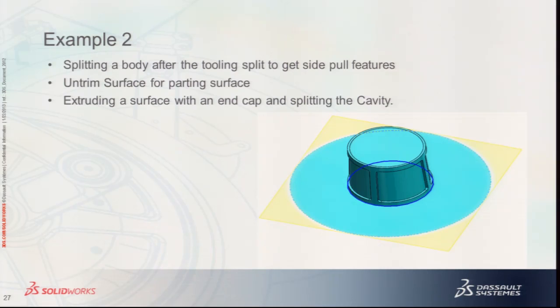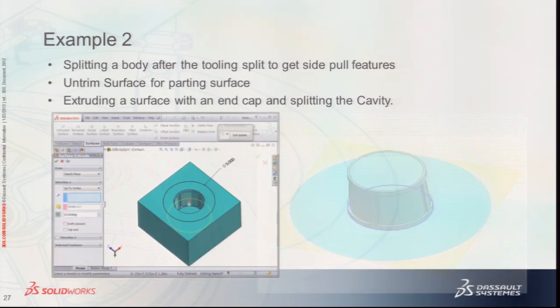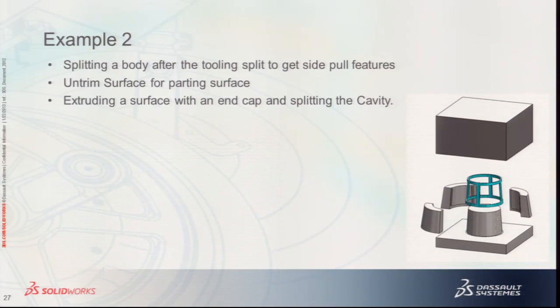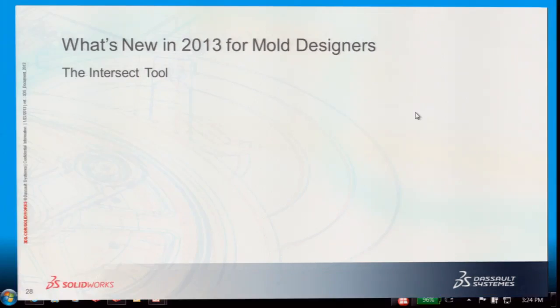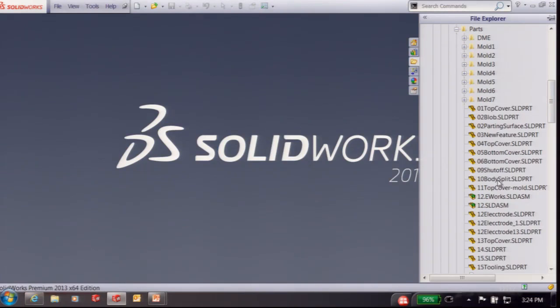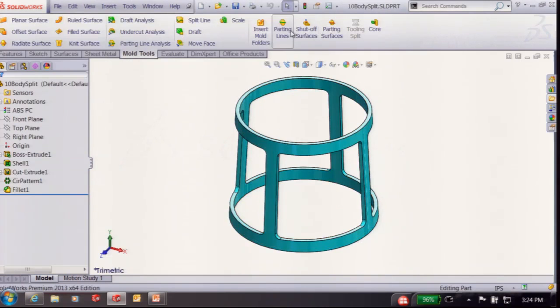So I got a basket type part that's going to flower pot out on some angled pins. And so there's some things I can do with the parting surface. And we're going to split that body and then split it again to have 4 separate parts that I can use as inserts. So we'll go ahead and open my part here and we'll run through the mold tools.